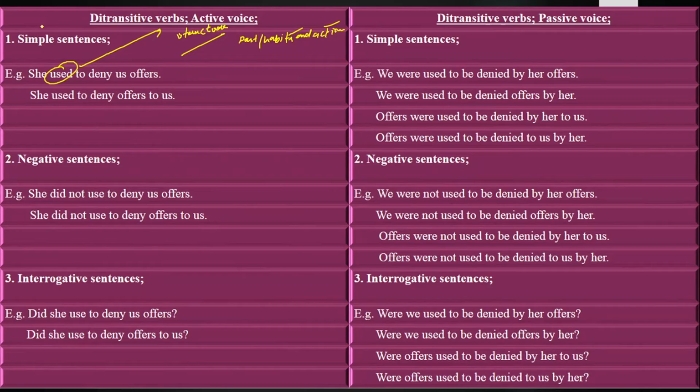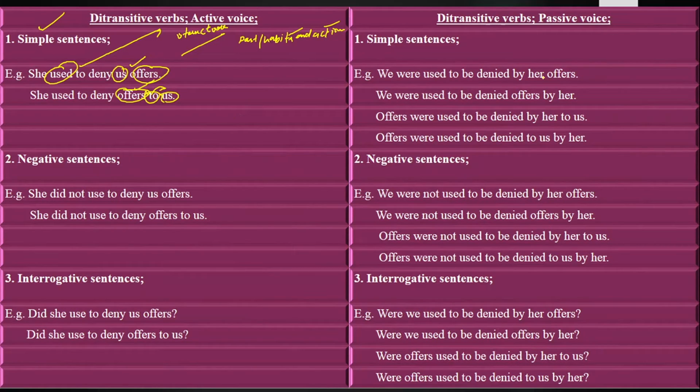And we will be changing the simple sentences in two ways in active voice. He used to deny us offers. She used to deny us offers. She used to deny offers to us. Now over there, us is coming at the beginning, indirect object, direct at the end. But if you bring the direct first, the indirect object us will be followed by a preposition, to.